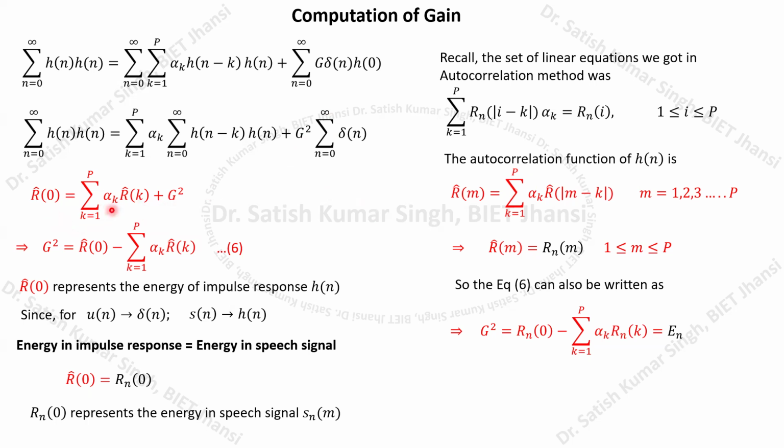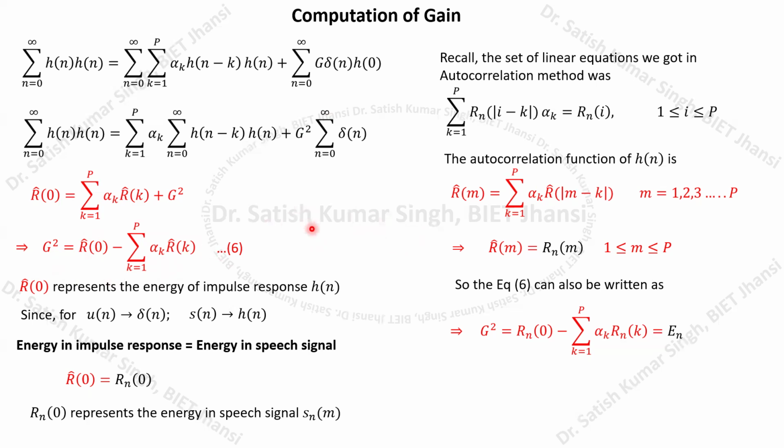From this equation itself, we can calculate the value of the gain parameter g. You can rewrite this equation as g square equals r cap 0 minus the sum over k equals 1 to p of alpha k r cap k. By using this equation, we can calculate the value of g. One thing you have to remember is what this r cap 0 represents. This r cap 0 represents the energy within the impulse response h[n]. Here you must be aware of the property of the autocorrelation function.